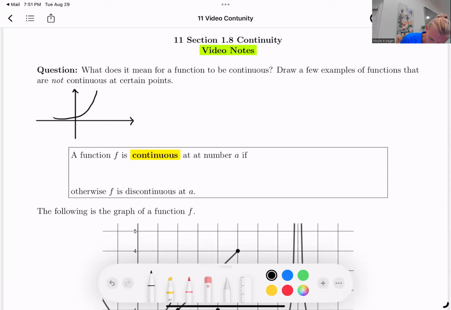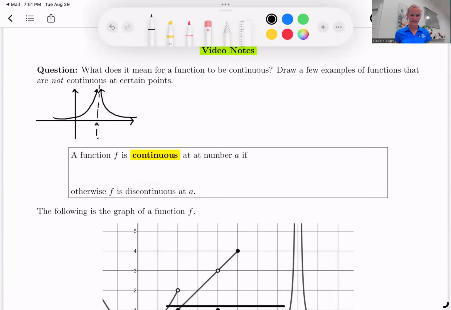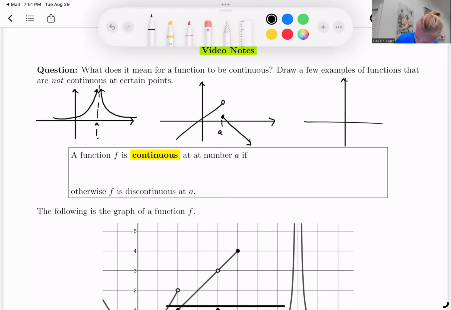So we could draw something maybe with an asymptote. In order to draw both pieces there, I have to pick up my pencil and draw the other half. So this is discontinuous at whatever x value this is here. We could have something that has a jump in it. So maybe something like this would be discontinuous at this point A. And we could draw something that has a hole in it, which is discontinuous because you have to pick up your pencil to get on the other side of that hole. So this would be discontinuous at this point, okay?